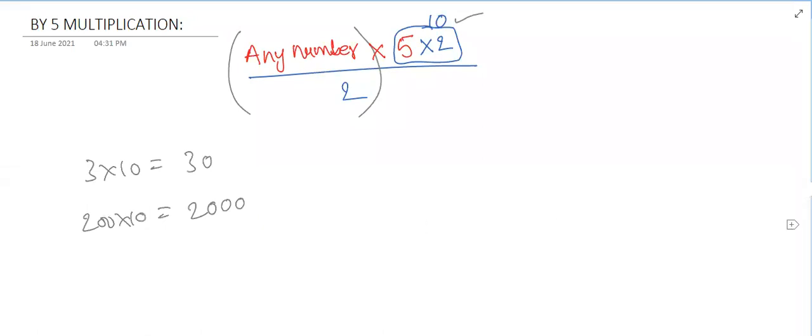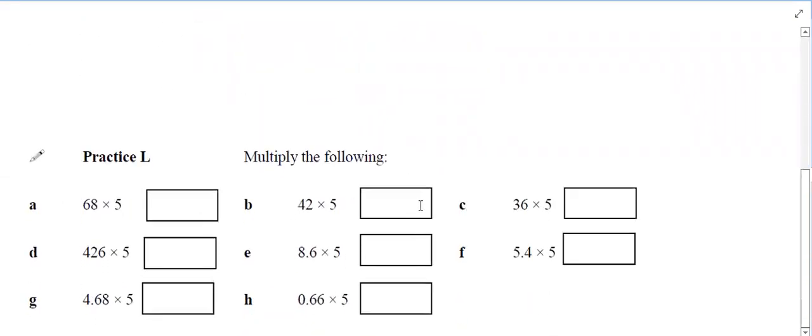I think it is better to learn half also. Shall we do half first? How to double the number? Multiplication by 2. How to halve the number? Dividing by 2. Halving a number is dividing by 2. Okay, let us do this exercise now.